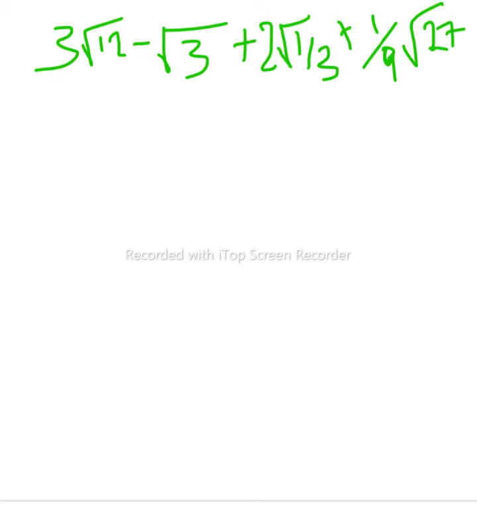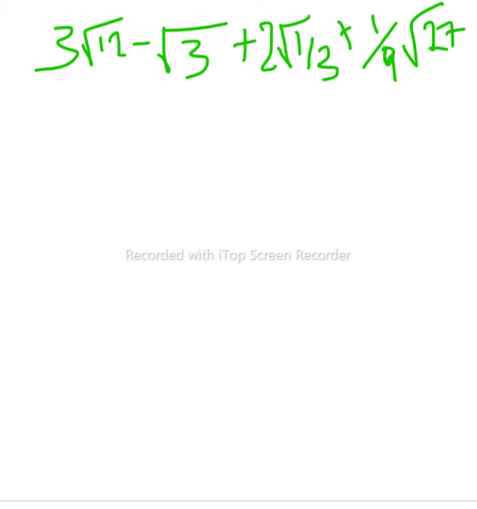Let us write again. We have the second question: 3 square root of 12 minus square root of 3 plus 2 square root of 2 square root of 1 over 3. So this is a question given for us to simplify.